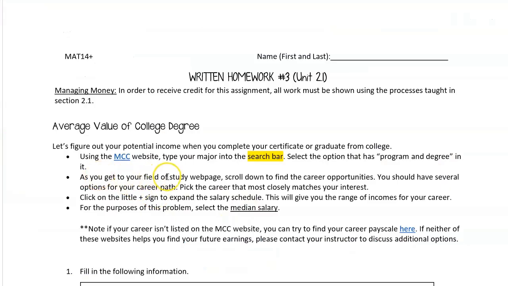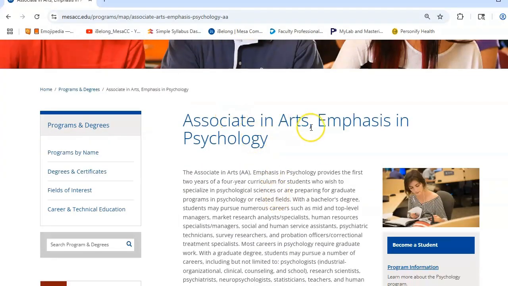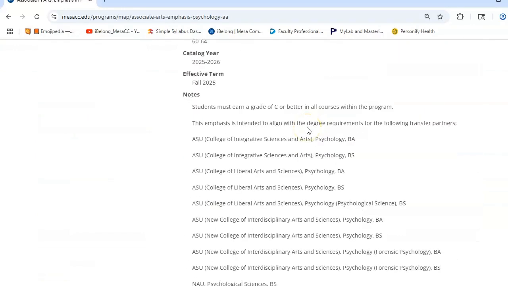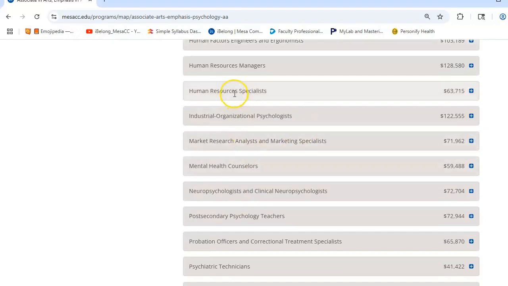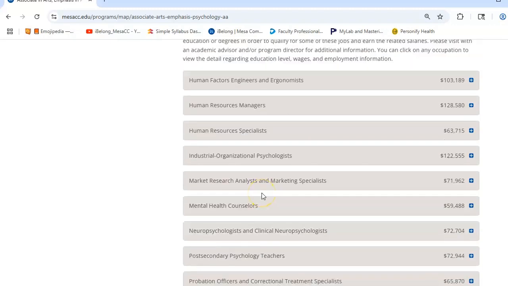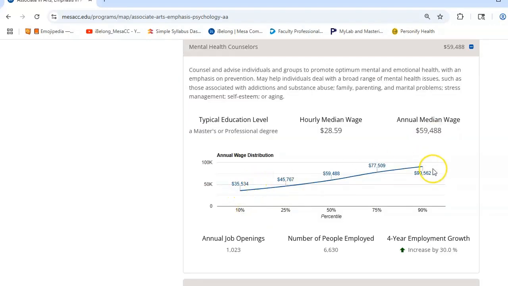Then as you find your field of study web page, scroll down to find the career opportunities. And then what we're going to try and find is our future salary. So here we are in our Associate of Arts, emphasis in psychology. I'm going to scroll down until I see career opportunities. Then in this list of career opportunities, pick the one that most closely represents your major. For example, maybe I want to be a mental health counselor. You'll see this starts at $35,000, goes up to $90,000. The value that I want to pull is the median wage.